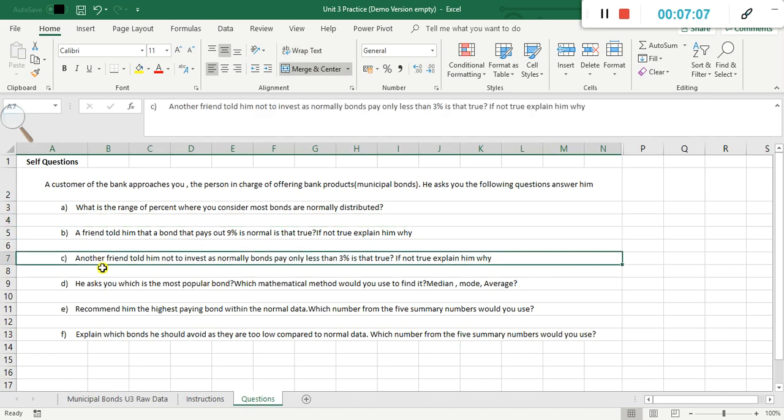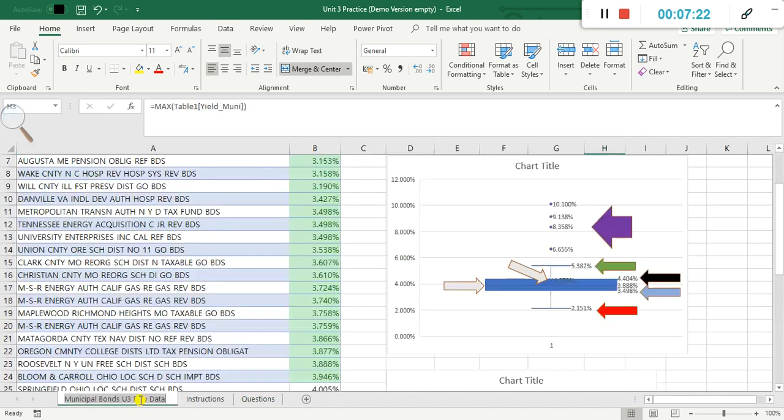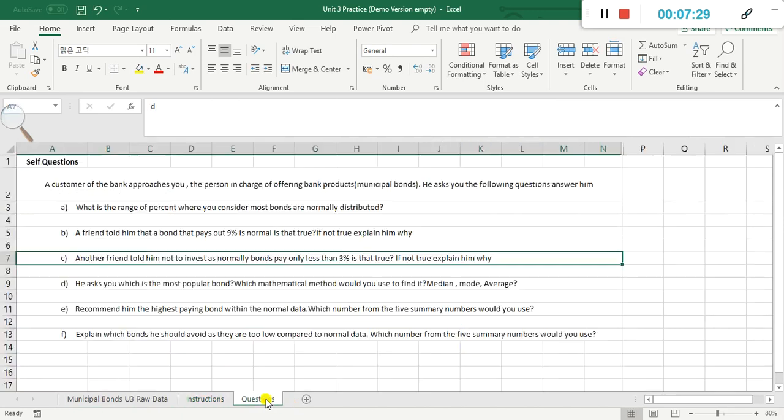But another friend told him not to invest, as normally bonds pay very little, only less than 3%. So is that friend telling him the truth, or lying to him? If it's not true, explain to him why. Again, you can look at the data and see, okay, below 3, is that true or not? And I can answer that question.